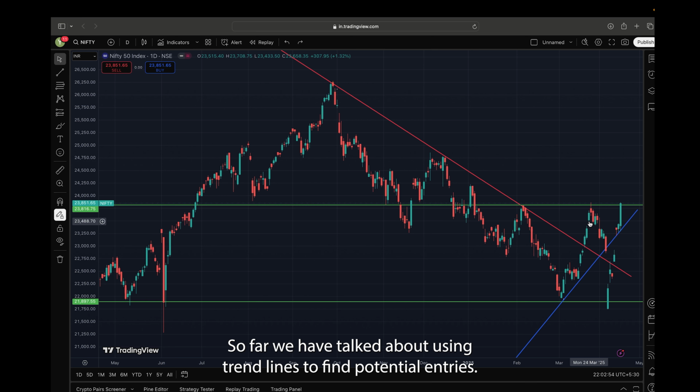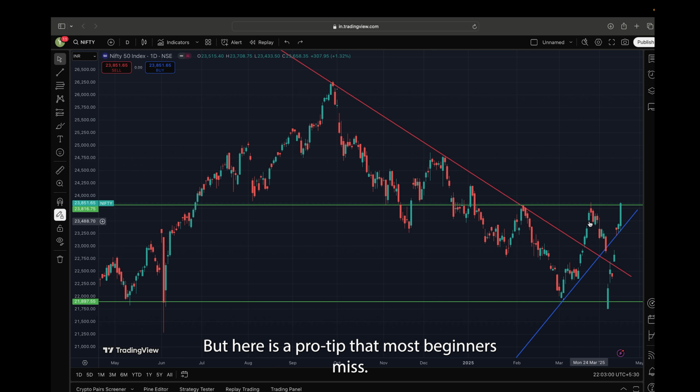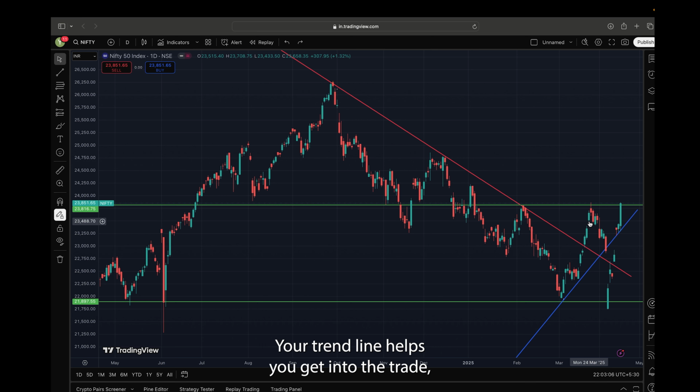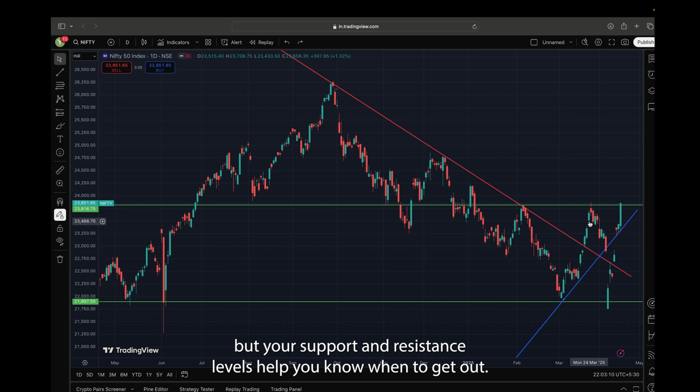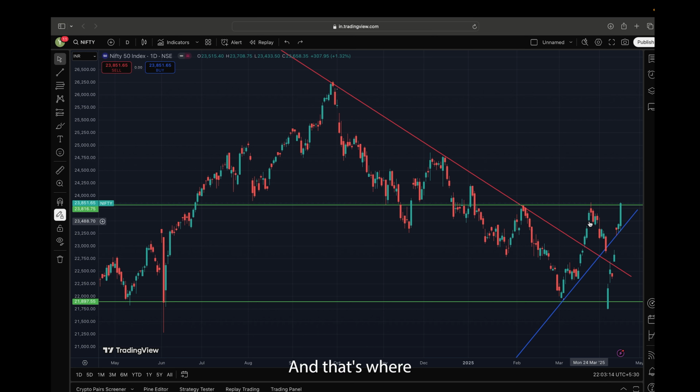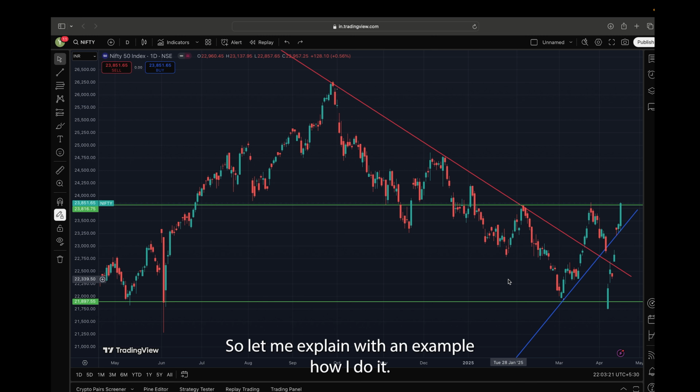Okay, all right. So far, we have talked about using trend lines to find potential entries. But here is a pro tip that most beginners miss. Your trend line helps you get into the trade, but your support and resistance levels help you know when to get out. And that's where I always draw my support and resistance levels. So let me explain with an example how I do it.